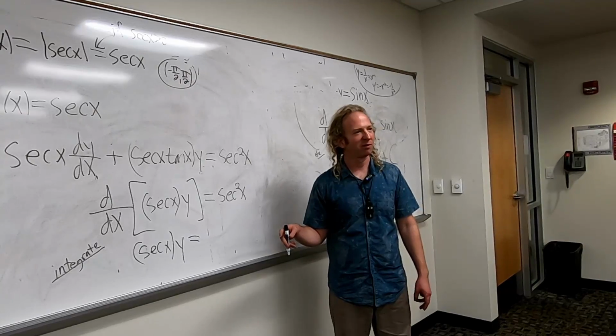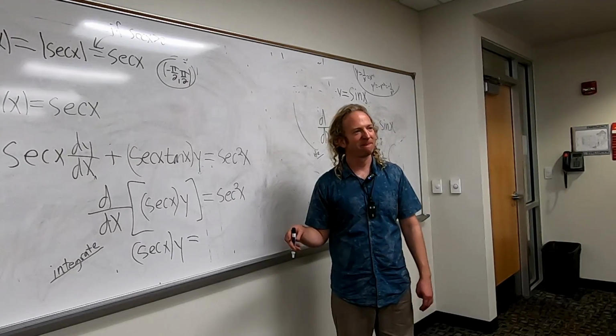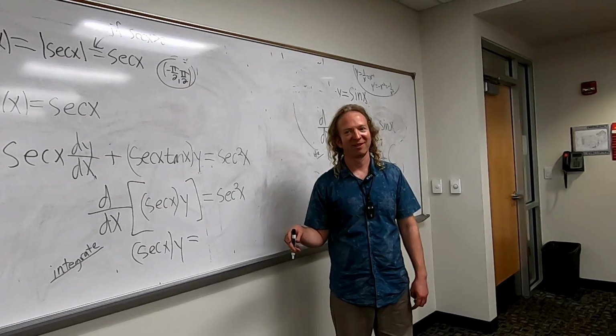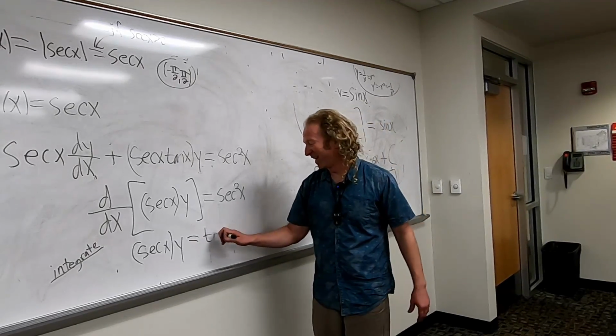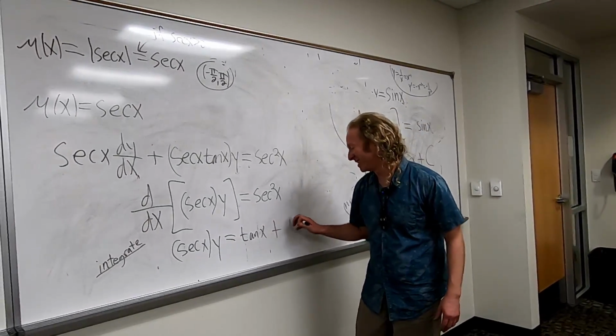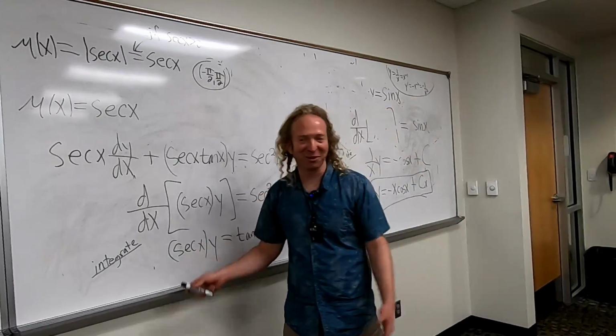Anyone? Nope. Absolutely. Nope. It's really simple. It's just tangent. I know, right? It's like, what? Why is it so easy? The derivative of tangent is secant squared, right?